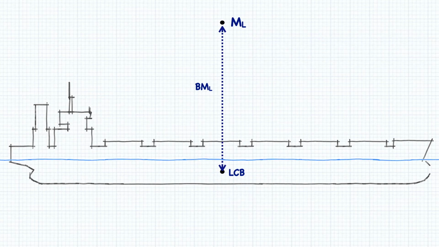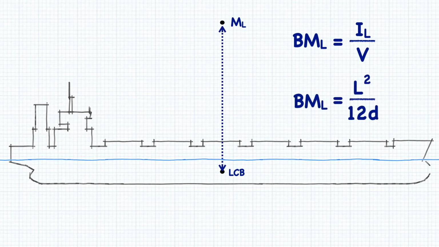To calculate the BML, there's a relatively simple formula. The ship's BML is the moment of inertia of its waterplane divided by the volume of its displacement. This formula works for any ship shape, but can also be rearranged for simpler box-shaped vessels, such as Great Lakes freighters. For box-shaped vessels, the formula becomes BML equals the ship's length squared, divided by 12 times the ship's draft.